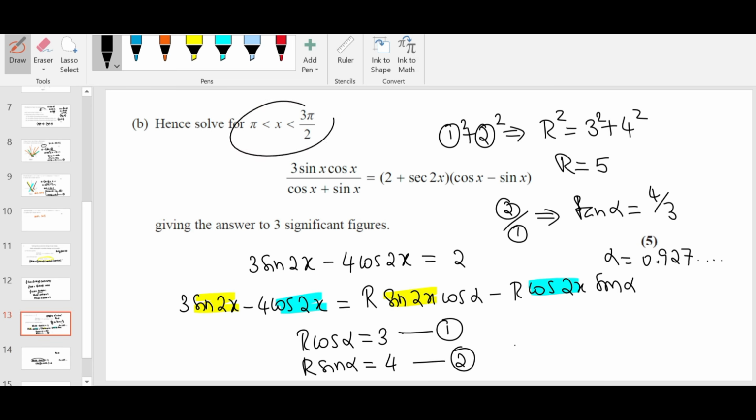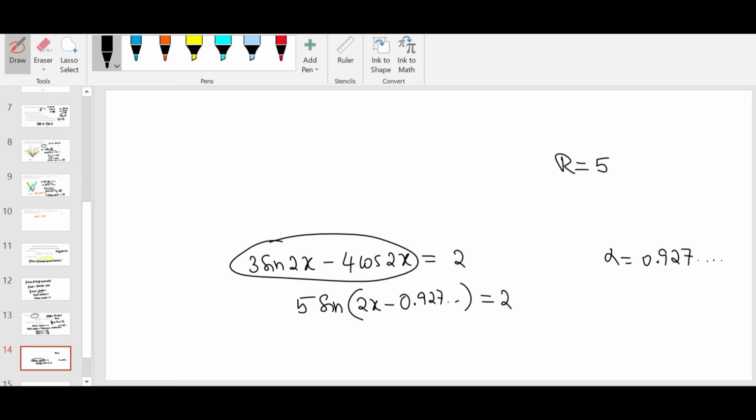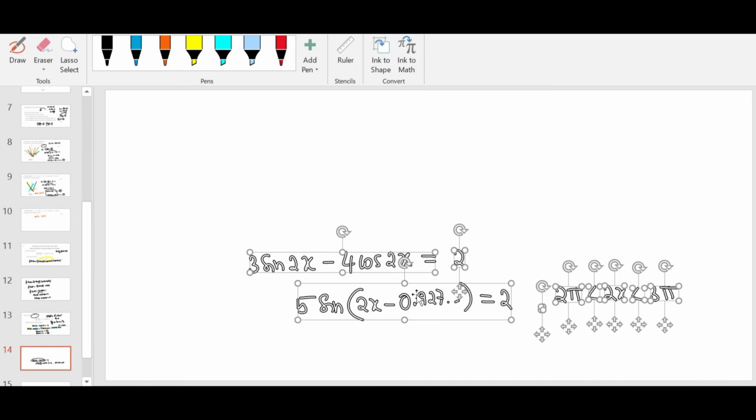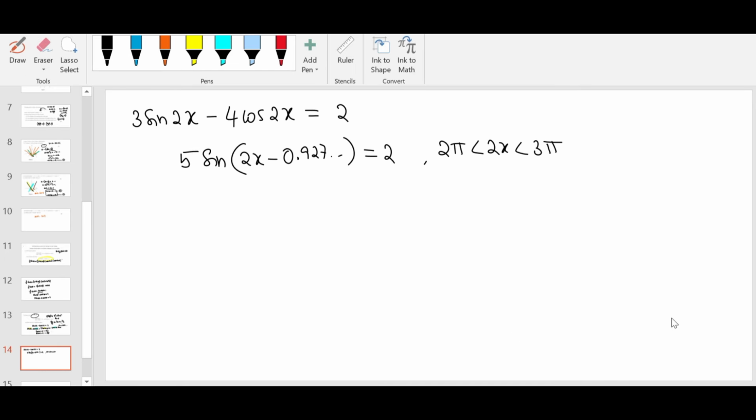The limit is this. But since it's a harder trigonometric question, we need to multiply throughout by 2. So it's going to be 2 pi is less than 2x is less than 3 pi. Hope you understand this step. You should have learned this in P2, how to solve harder trigonometric equations. So we need to solve it between 2 pi to 3 pi.